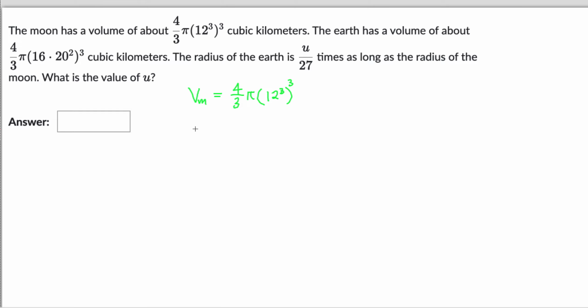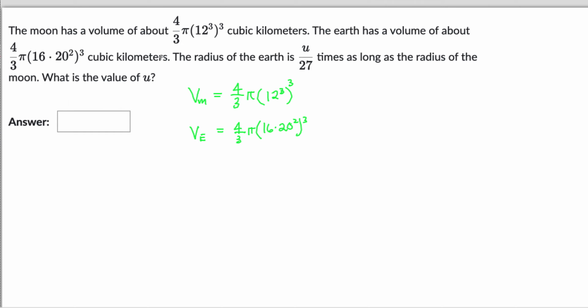And then they tell us the volume of the Earth. So immediately I write down these two things, these two expressions, or these two equations, I should say. 4/3 pi, 16 times 20 squared, cubed.